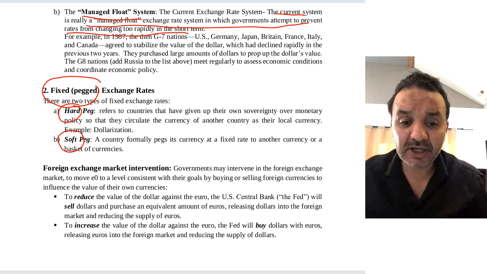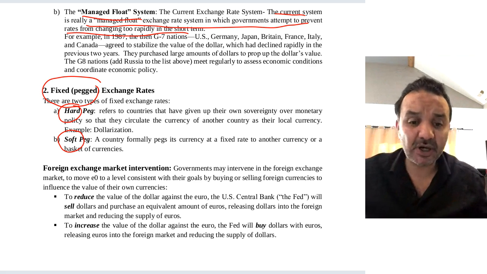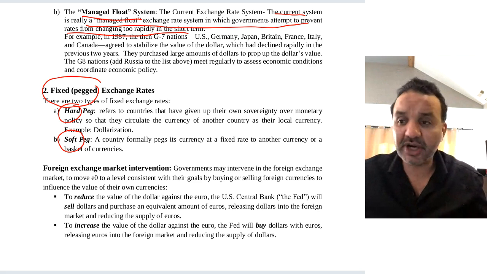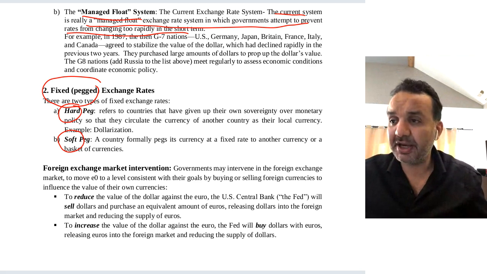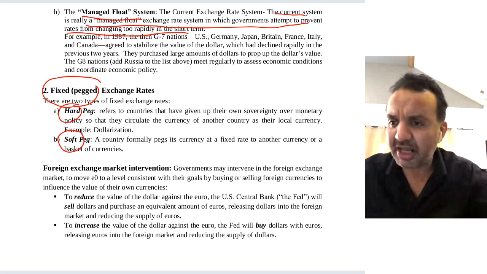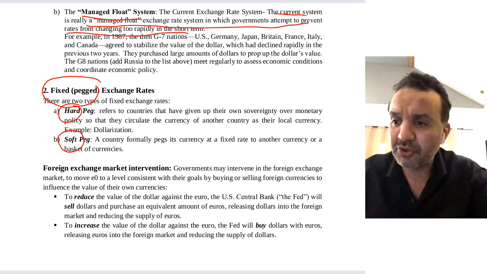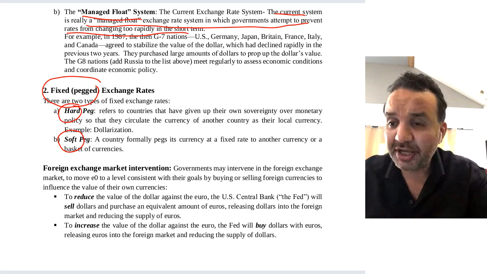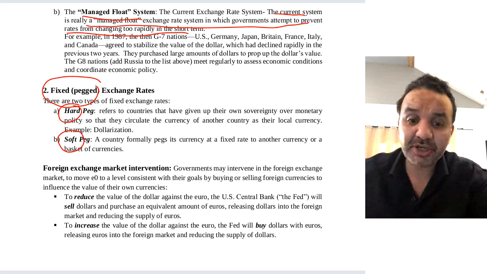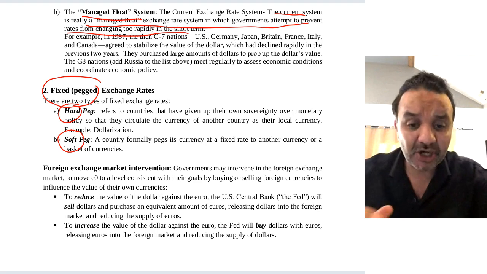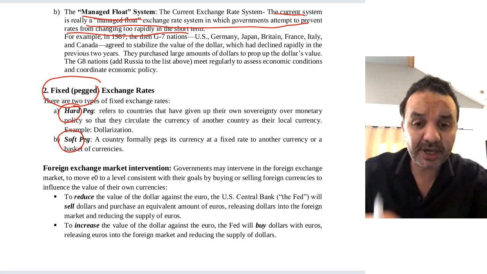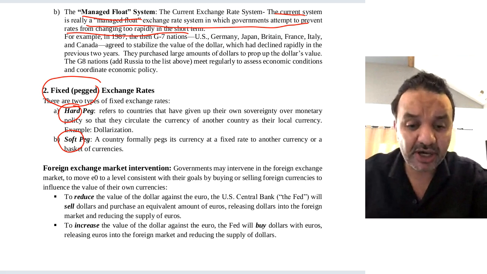For example of the soft peg, there are many currencies over the world pegged to the US dollar, especially in the Middle East. For example, Bahrain, Jordan, Lebanon, Qatar, also in Asia. Maybe the best example in Asia is Hong Kong. So Hong Kong is pegging its own currency to the US dollar.